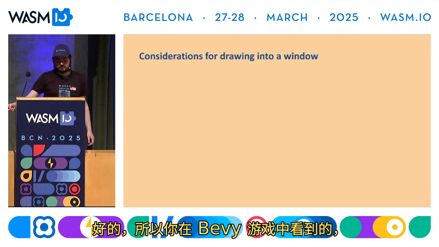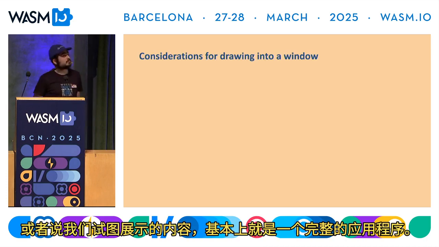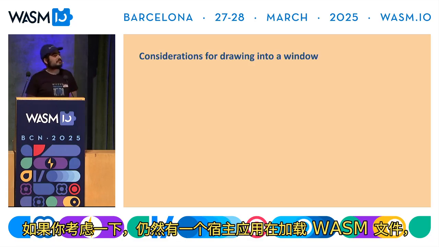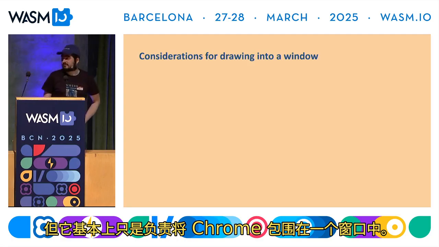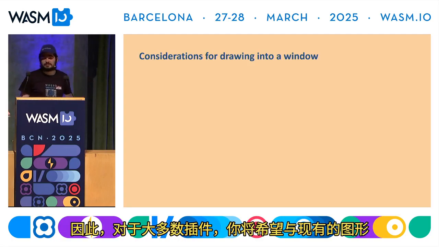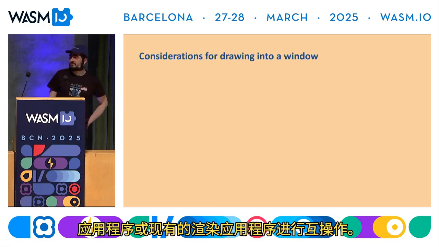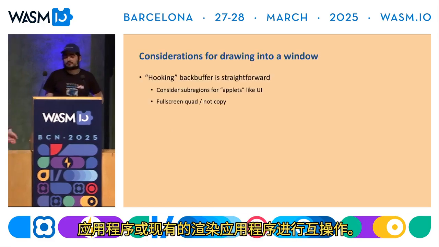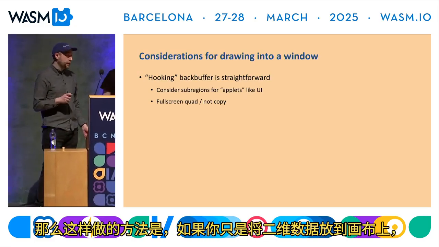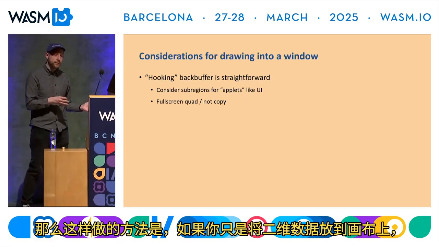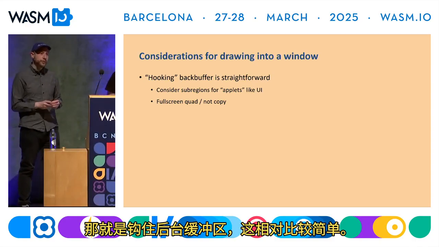All right, so what you saw there with the Bevy game, or what we attempted to show, was basically an entire application. If you think about that, there is still a host app that was loading the Wasm file, but is basically responsible just for putting chrome around the window. And so for most plugins, you're going to want to be interoping with an existing graphics app, an existing rendering app. And so the way to do that, if you're just putting 2D data onto the canvas, is to hook the back buffer, which is relatively straightforward.